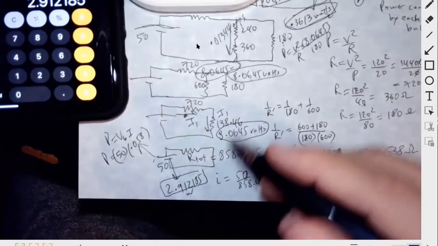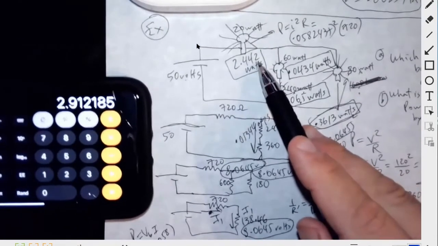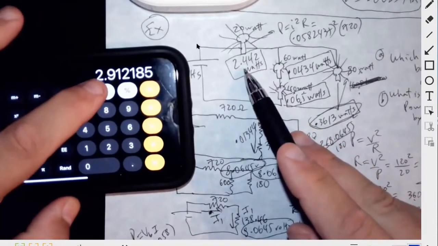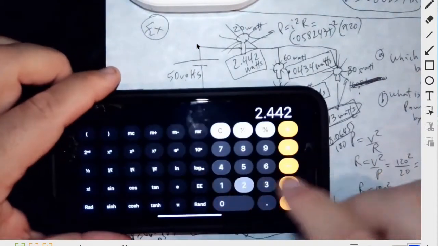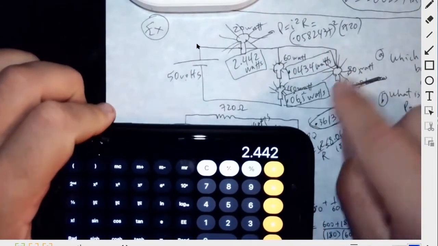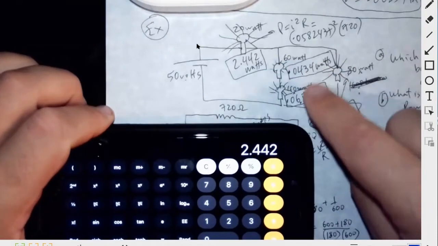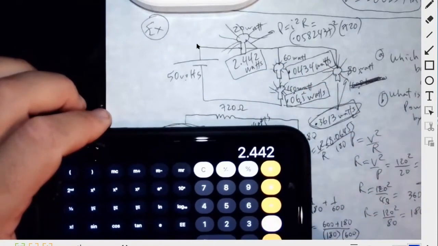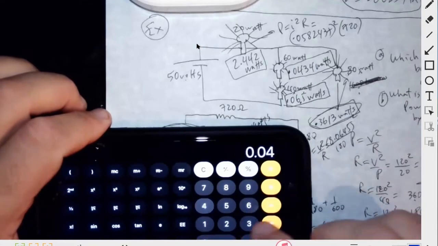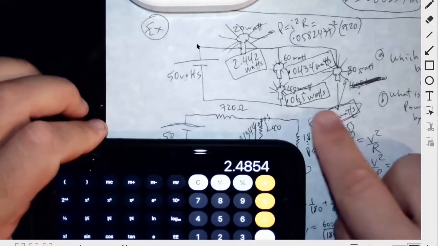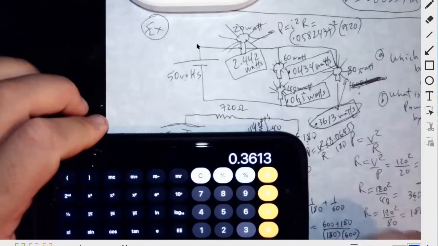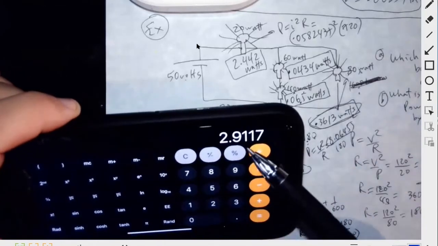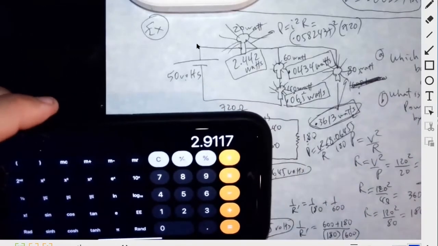2.912185 watts. So now let's add up all their powers and see if we get 2.912. So 2.442. When you're adding powers, it doesn't matter whether they're series or parallel. You just straight up add them. So this plus 0.0434 plus 0.065 plus 0.3613. 2.9117. There's still rounding error.